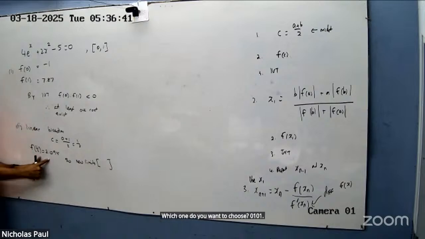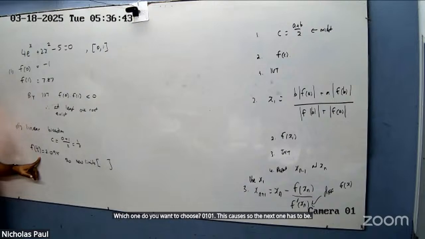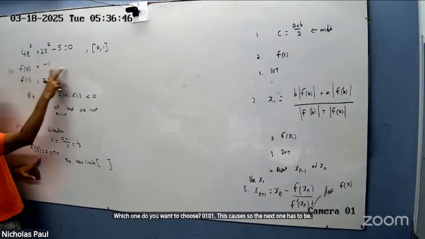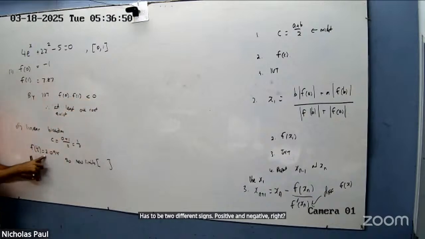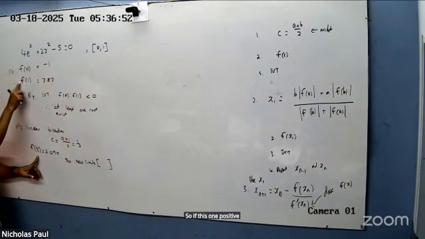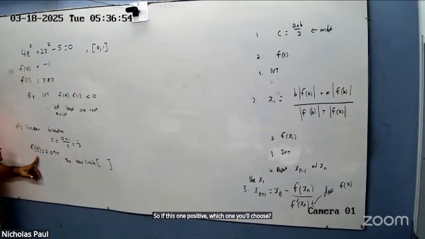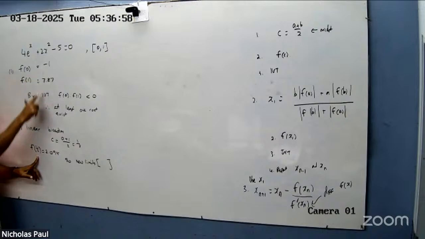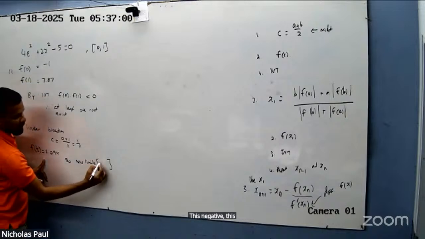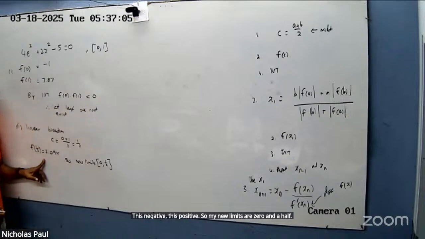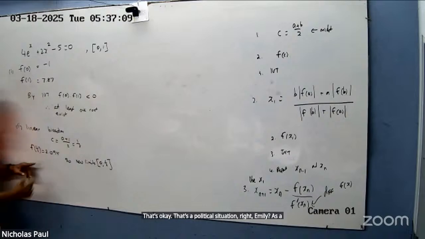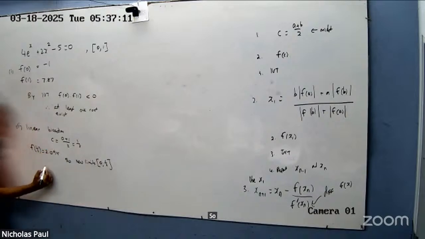This is positive. So the next one has to have two different signs, positive and negative, right? So if this one is positive, which one will you choose? 0, because it's negative. This is negative, this is positive. So my new limits are 0 and 0.5. That's the first iteration, right?